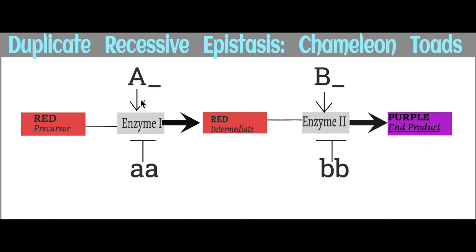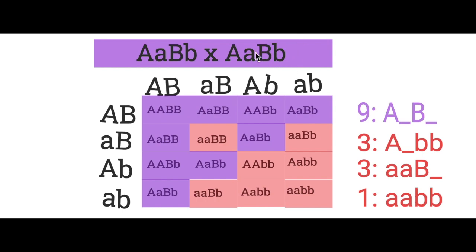But if the toad's genome contains the homozygous recessive A allele, the precursor will be phenotypically expressed because enzyme 1 will be inhibited. Let's say that the toad has one dominant A allele, but it has homozygous recessive B alleles. Well, with the one dominant A allele, enzyme 1 will lead to the production of the intermediate, but the homozygous recessive B alleles will inhibit enzyme 2, so that the end product will not be expressed, though the red intermediate will be. Let's say we cross two heterozygous individuals which are both phenotypically purple.